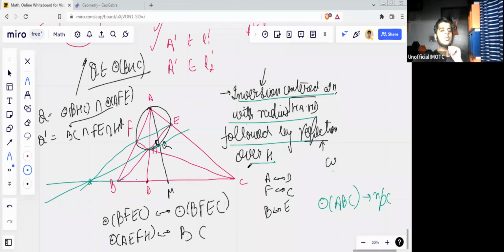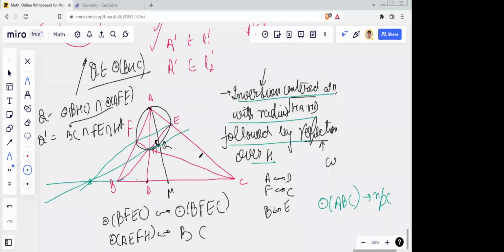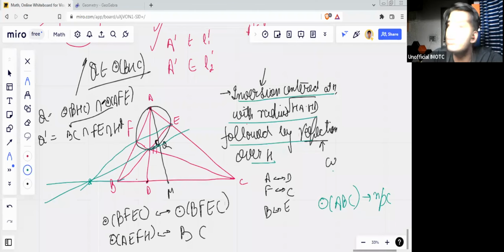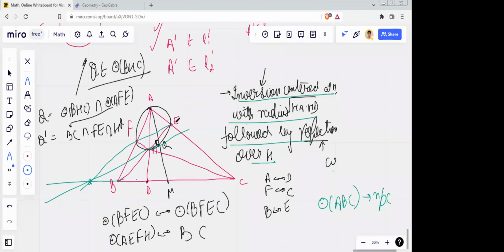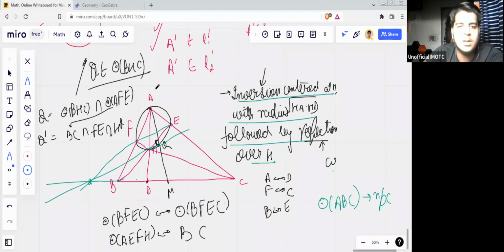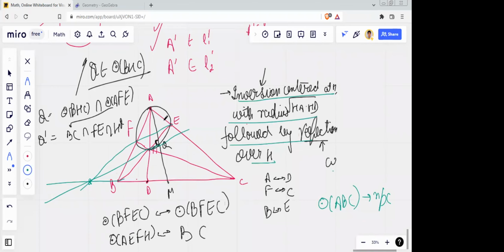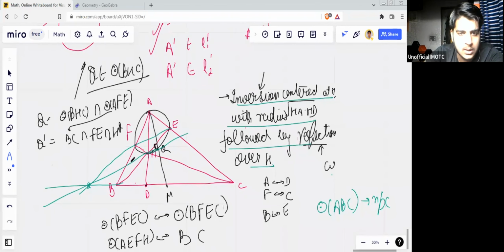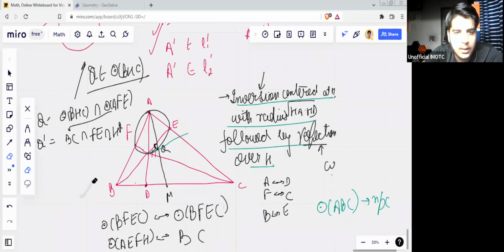A would go to the point. ABC goes to FE, because B goes to F, C goes to E. So circle ABC will go to line FE. So it contains the point at infinity. The point at infinity is not a concern, you just say it with the two other points of the circle. Okay. So this is a bit messy figure, but let's say I define this point now.